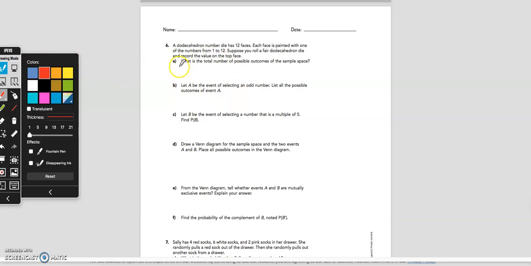Well, the sample space is this: 1, 2, 3, 4, 5, 6, 7, 8, 9, 10, 11, 12. But that's not the answer. This is just the sample space. So it says, what's the total number of possible outcomes? This is a list of all the outcomes. There are 12 different outcomes.